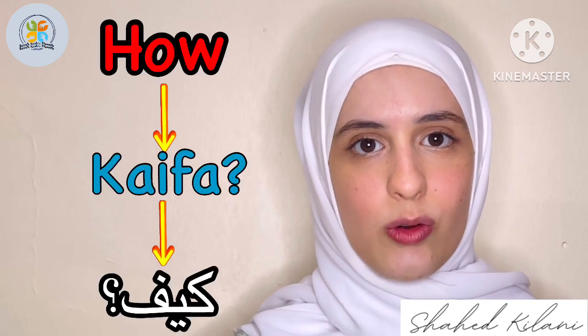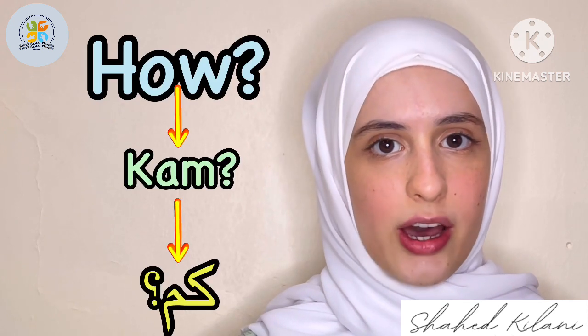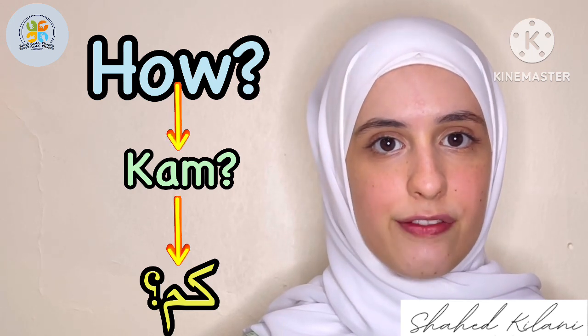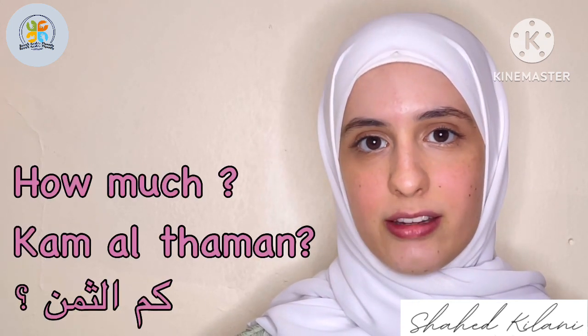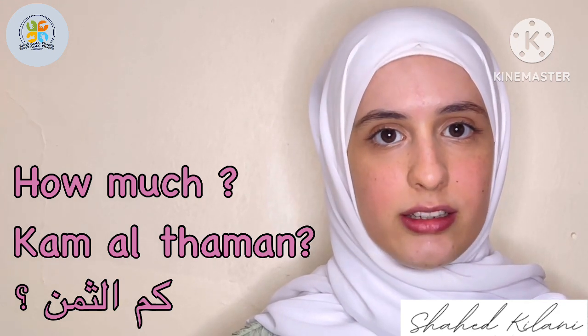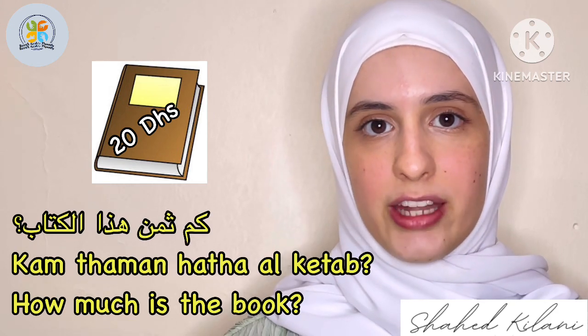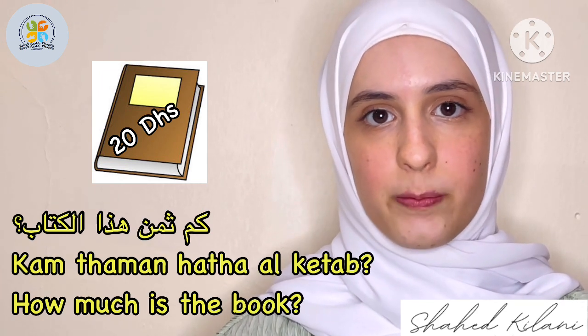The last question word that we are going to take today is how. How means كيف in Arabic. However, when you want to ask about the quantity, age, or price, like how much or how many, you use كم instead of كيف. So when you want to ask about the price, you say how much, which means كم ثمن. An example, كم ثمن هذا الكتاب, which translates to how much is the book.